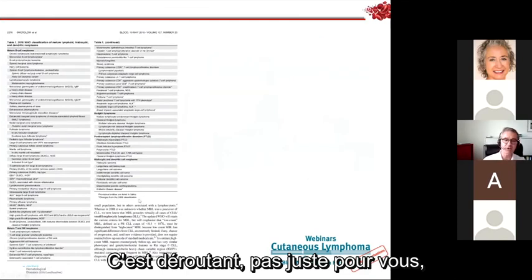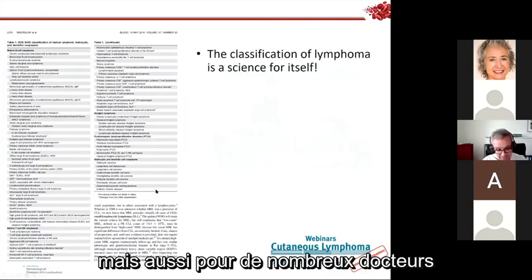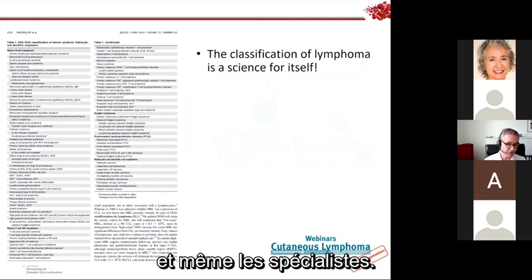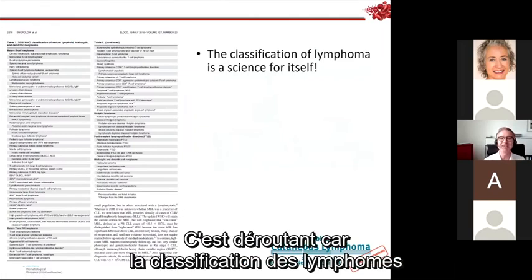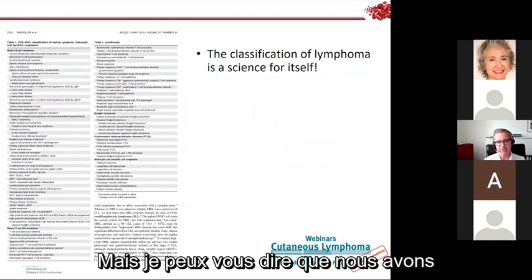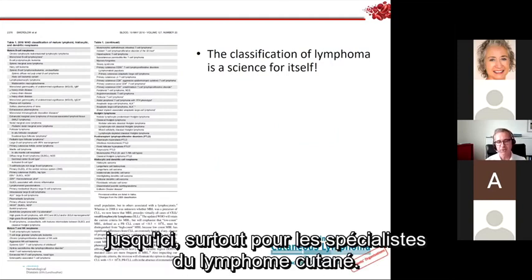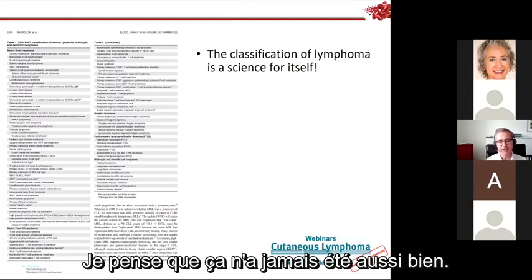this is confusing not only for you, but also for many doctors, actually also for the specialists. It's very confusing because the classification of lymphomas keeps changing every 2 to 5 years. But I must tell you that at the given time, this is by far the best classification we ever had, specifically for specialists in the field of cutaneous lymphoma. I think the time has never been as good as it is now.